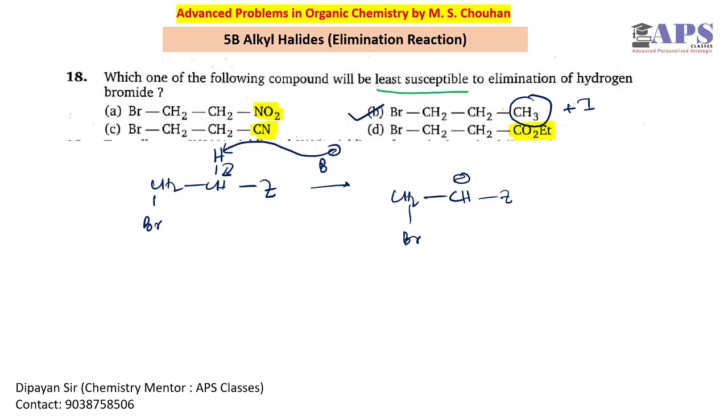There should be some elimination reaction for B also. It is not that they are not going to form any product, but that product formation is not that good compared to options A, C and D.